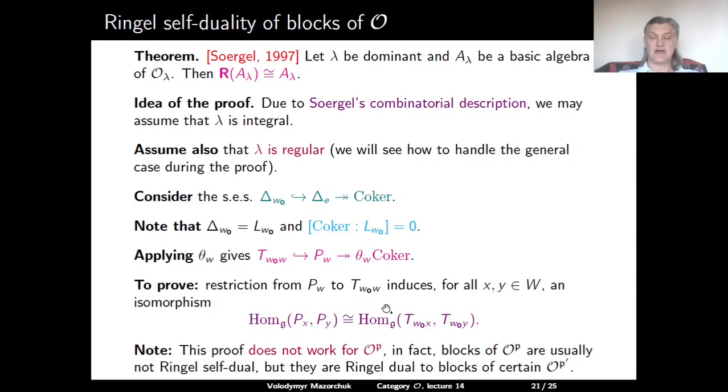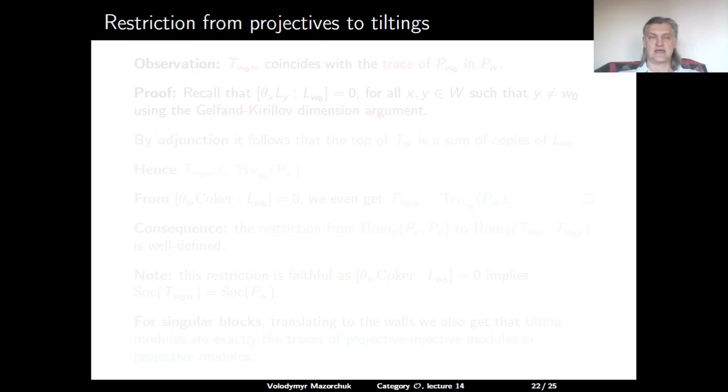Please note that this kind of proof doesn't work for the parabolic category O. In fact, blocks of parabolic category O are usually not Ringel self-dual, but they are Ringel dual to blocks of some other parabolic category. So let us discuss this restriction of homomorphisms from projectives to tiltings.